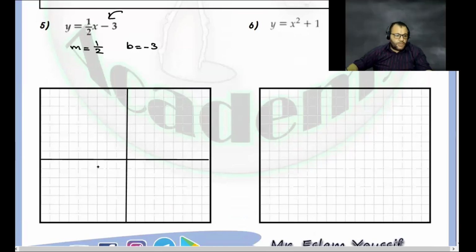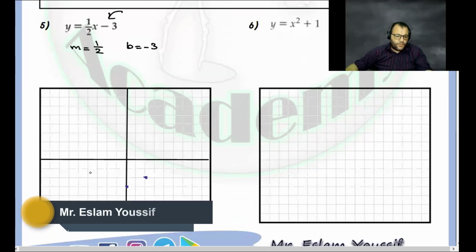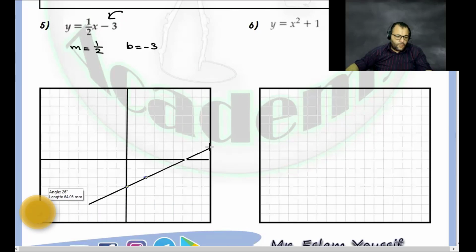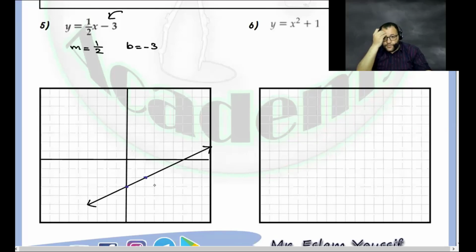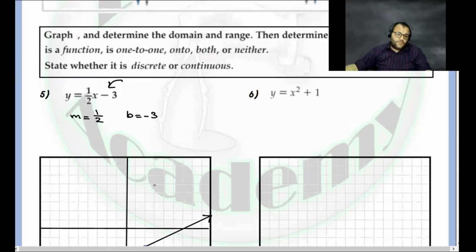Okay. So I will start from -3, going up 1 and right 2. Yes. So we draw the line. That's the line. Yes. What's the problem? Wait, go up a bit.